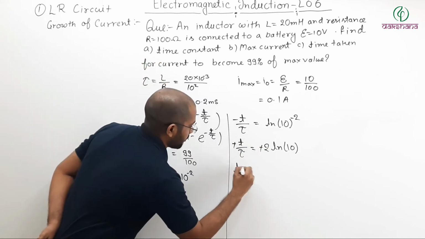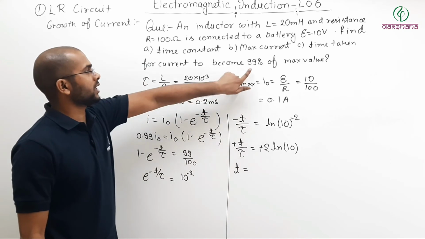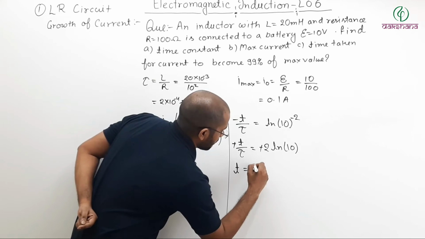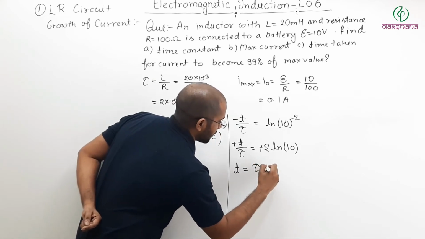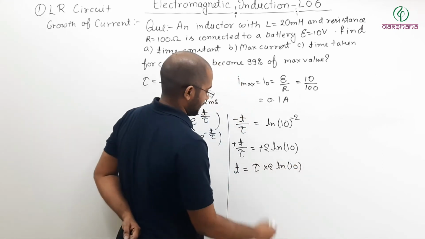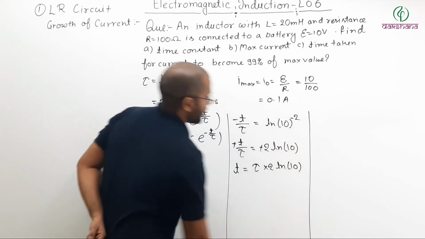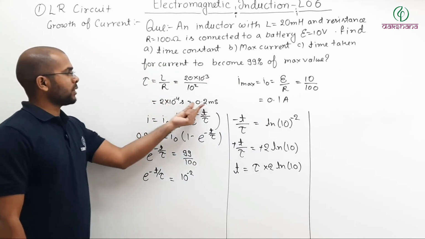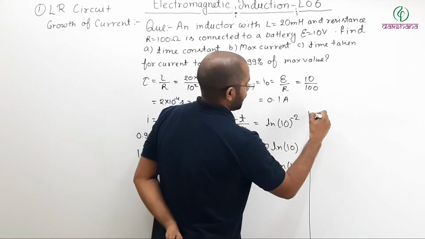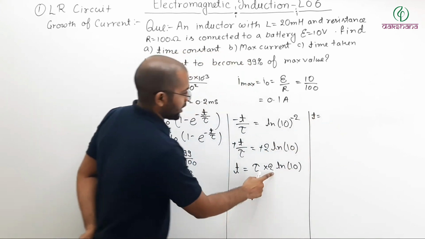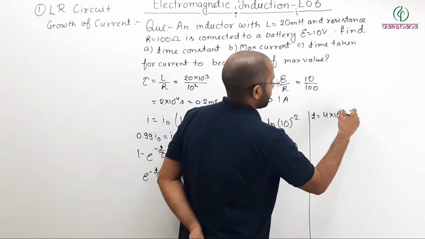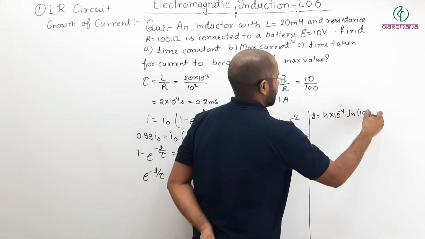So t, the time taken for current to become 99% of maximum value, will be equal to time period times 2 times ln 10, like this. Now what is the time period? We have already calculated the time period: 0.2 millisecond, 2 into 10 to the power minus 4. So time will be equal to 2 times 2, so 4 into 10 to the power minus 4 times ln 10.